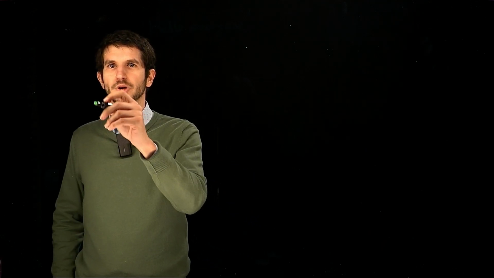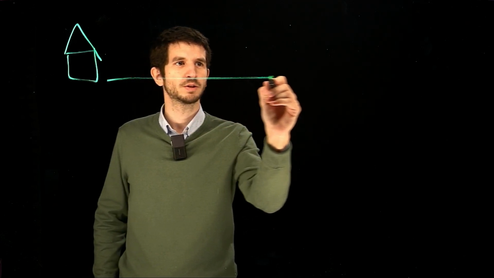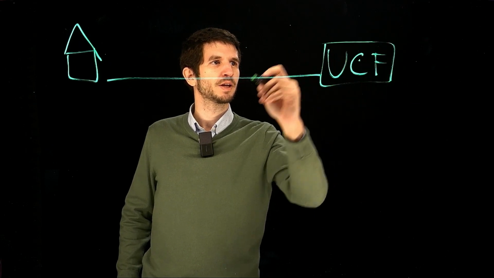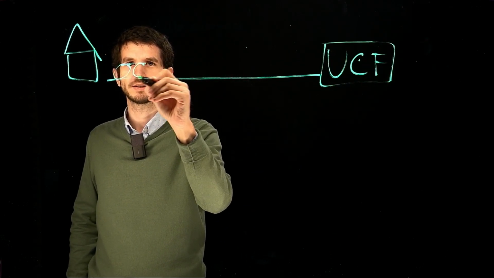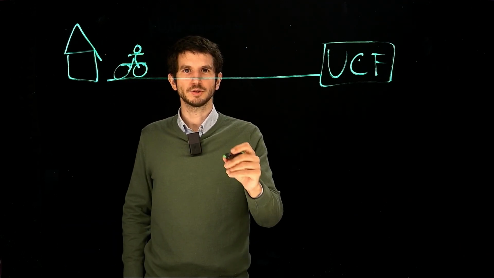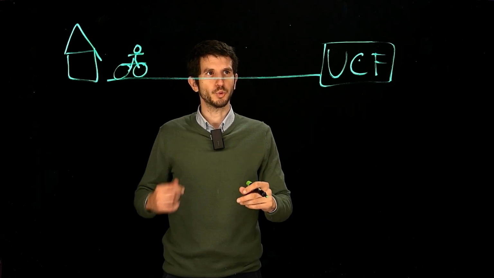Hello, today we're going to see some problems about motion, the fundamentals, as we said in chapter 1, the description of motion. The idea, as we already saw in the lectures, is that we want to go from one position, let's say our home, to school. So that's going to be UCF, right? And let's say we're going with a bike, and we're here. And the question, of course, is how can we describe this motion from going from home to school?